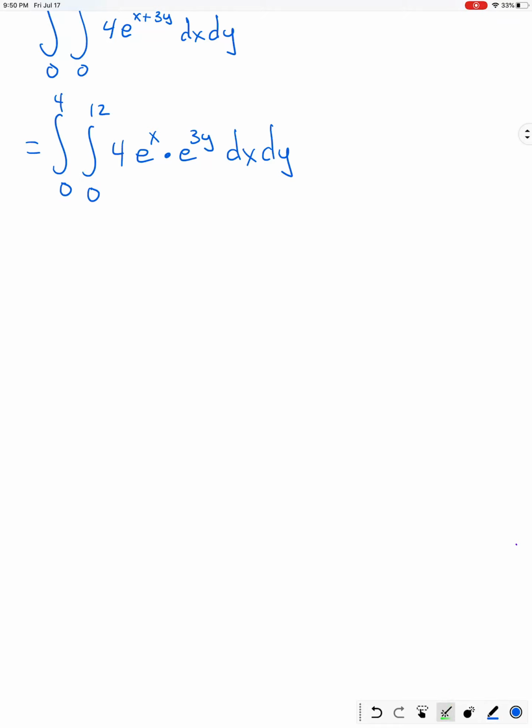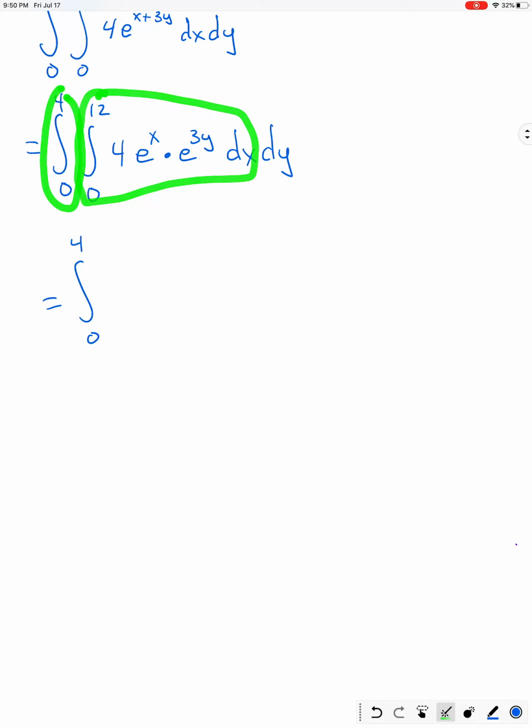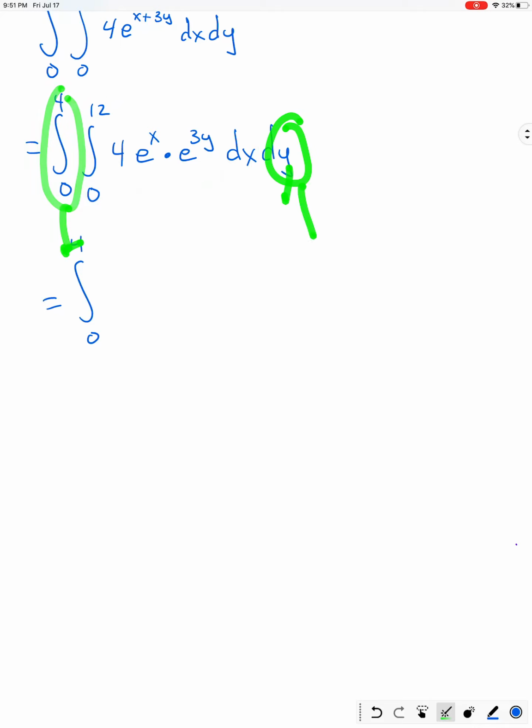So that's going to allow me to separate the stuff that I'm going to do first, which is dx. The only thing I'm worried about is this x. This 4 and this e to the 3y I'm going to treat as a constant. So I'm going to recopy the outside, 0 to 4 with the dy, and I'm just working with the inside part with respect to x.